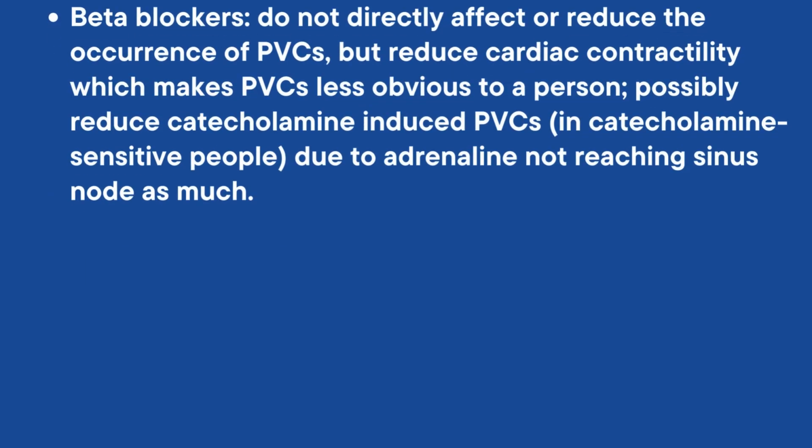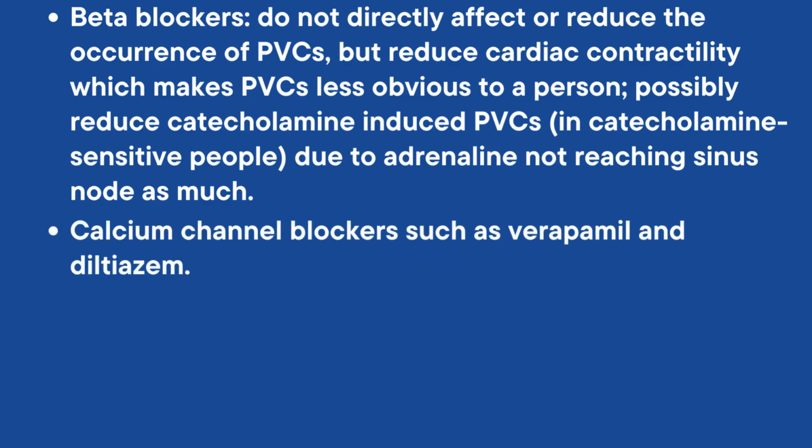Beta blockers may be given to the patient. They do not directly affect or reduce the occurrence of PVCs but reduce cardiac contractility, which makes PVCs less obvious to a person. They possibly reduce catecholamine-induced PVCs in catecholamine-sensitive people, due to adrenaline not reaching the sinus node as much. Calcium channel blockers also can be given.